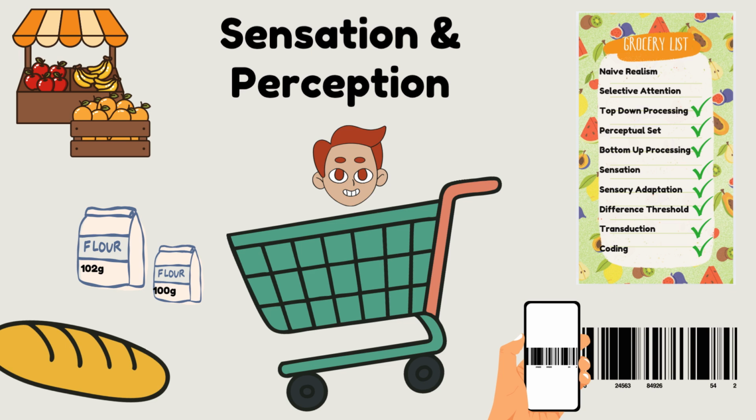And lastly, we have the scanner, which is transduction and coding. Transduction is converting physical energy, so the light off the barcode, into an electrical signal that your nervous system can actually use, whereas coding turns that signal into something meaningful. So pattern in and then product recognized. So top to bottom on the list, naive realism is the assumption you're just shopping. Everything else on the map is why that's not true.